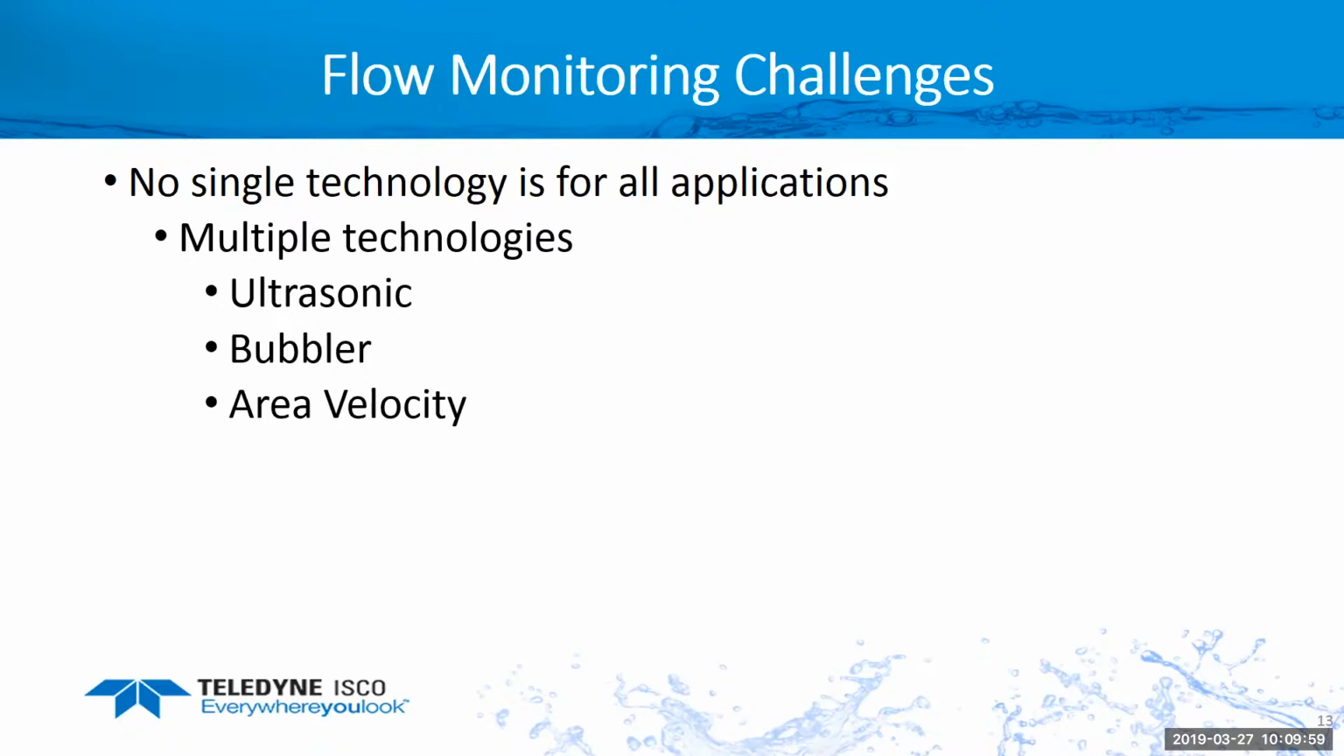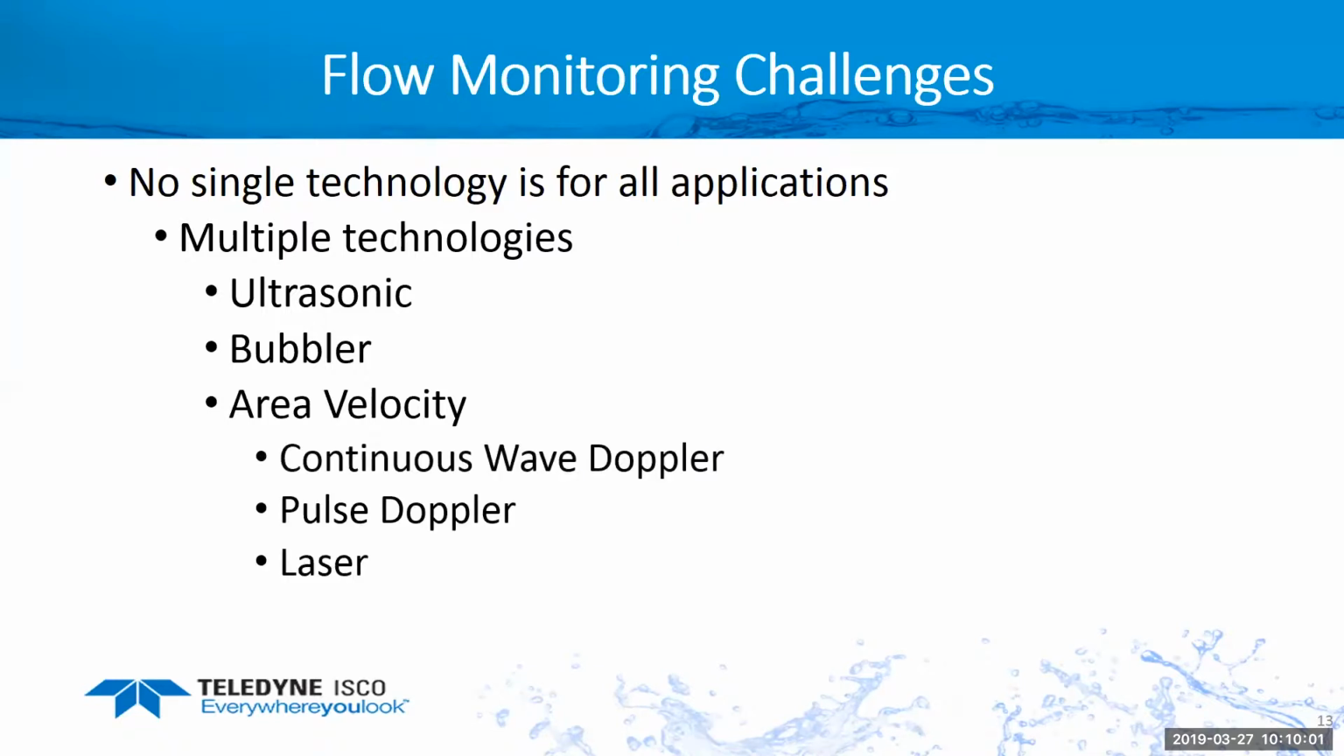Now, area velocity actually has a number of different technologies under it. There are a lot of different ways to do area velocity. Area velocity is basically the measurement of the area of the channel, how much water is in there, and then how fast that medium is moving. Multiplying the area times the velocity gives us our flow rate.